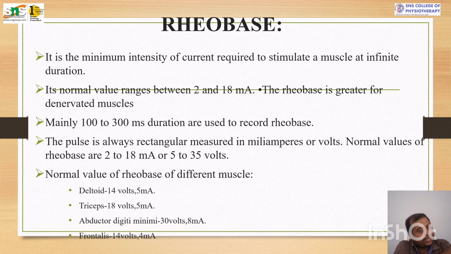For the triceps, it's around 18 volts and 5 milliamps. For the abductor digiti minimi, it's around 30 volts because it's a very small muscle. We will give more current to make the muscle act. The Rheobase is 30 volts and 8 milliamps. In the frontalis, the Rheobase is 14 volts and 4 milliamps.